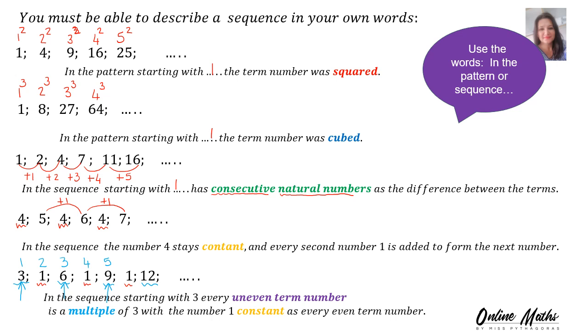So in your own words, in the sequence starting with 3, every uneven term number, so the term number 1, 3, 5, there is a multiple of 3. What are the multiples of 3? 3, 6, 9. With the number 1 constant as every even term number. Where do you find the even term numbers? They are 2, 4, 6. Can you see? They are the even term numbers, and in that position, that is where you find the number 1 constant.